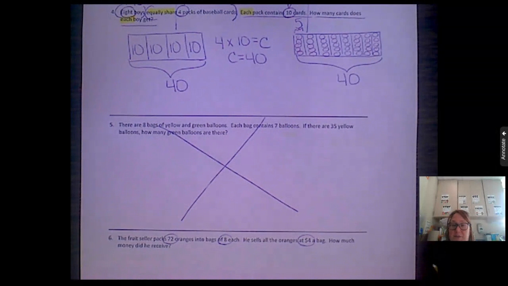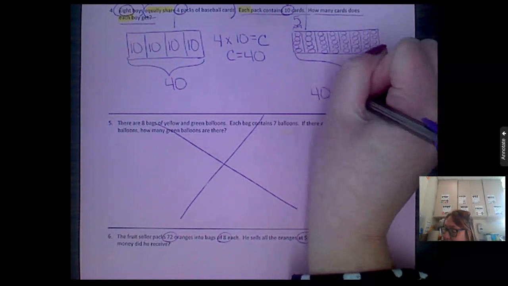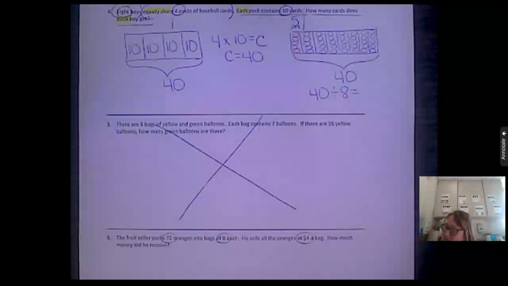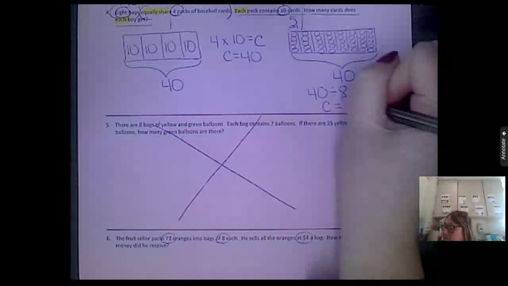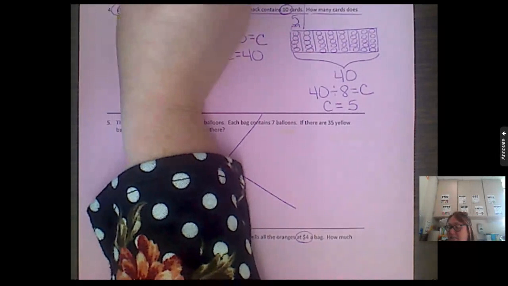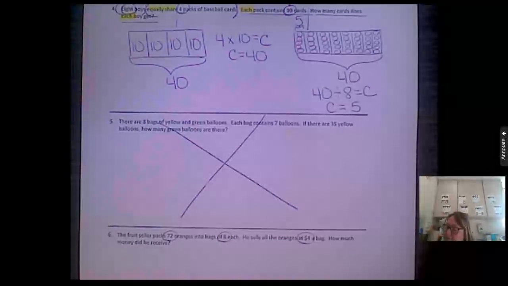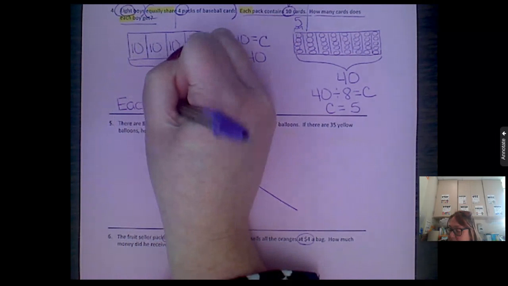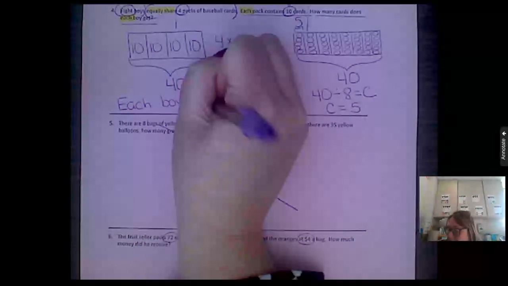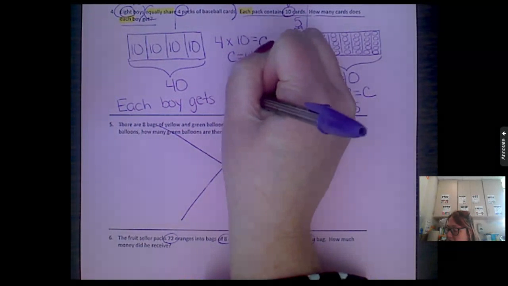We divided because we already knew the total, right? So we've got 40, and we divided by 8 because there were 8 boys, equals, okay, I'm going to do C again. So equals C because it's cards, and then C equals 5. They each got 5 cards. So I did my R, I did my D, I did my W, and for my word sentence, it says how many cards does each boy get? So each boy gets 5 cards, period.